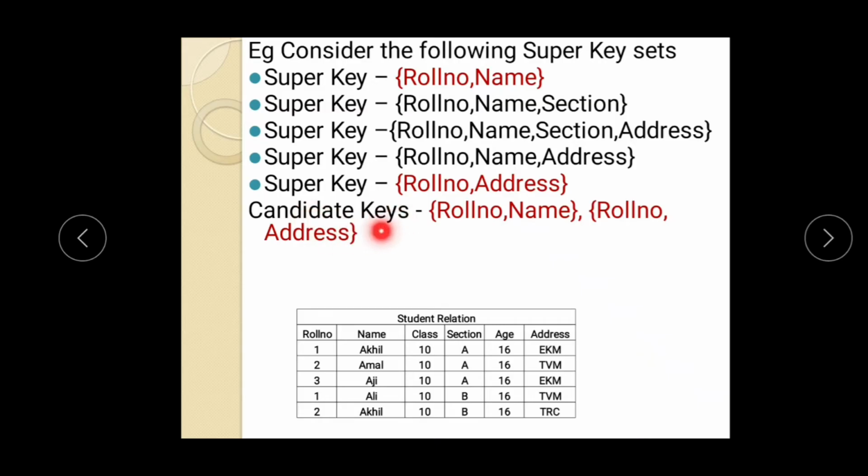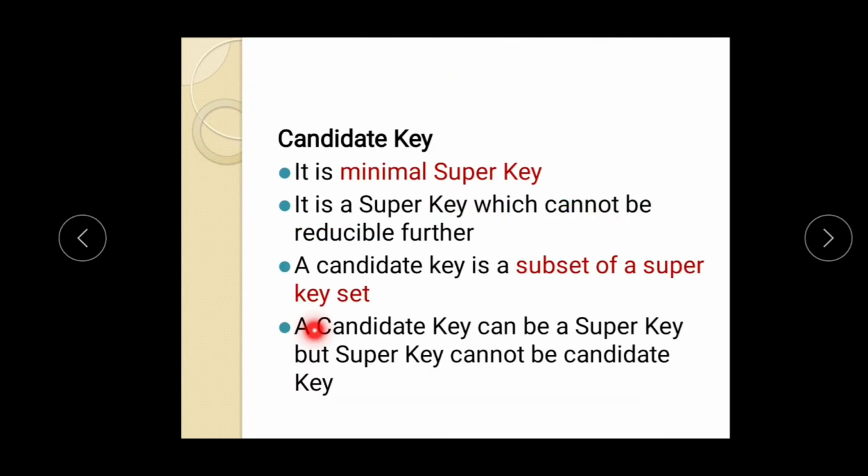So a candidate key can be a super key, but a super key cannot be a candidate key. This is a super key. This is a super key, but not a candidate key. This is also a super key. It is not a candidate key. This is also a super key. It is also not a candidate key. Clear? So that is why it is written here: a candidate key can be a super key, but a super key cannot be a candidate key.